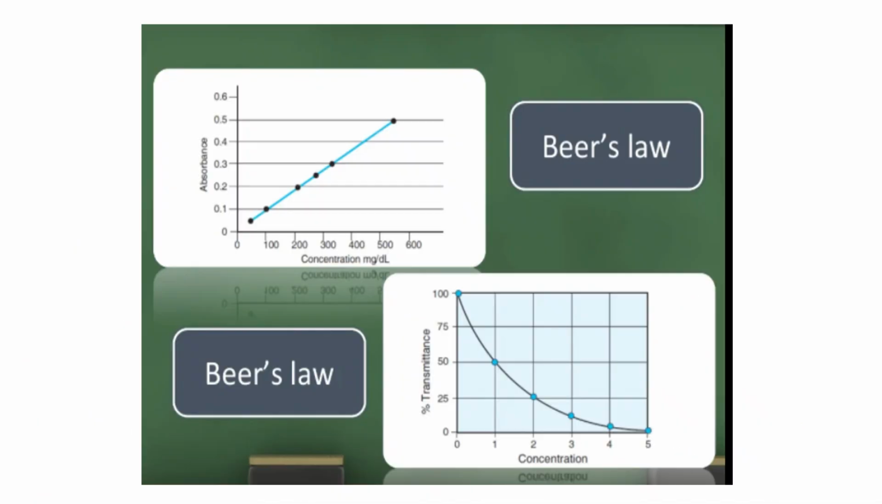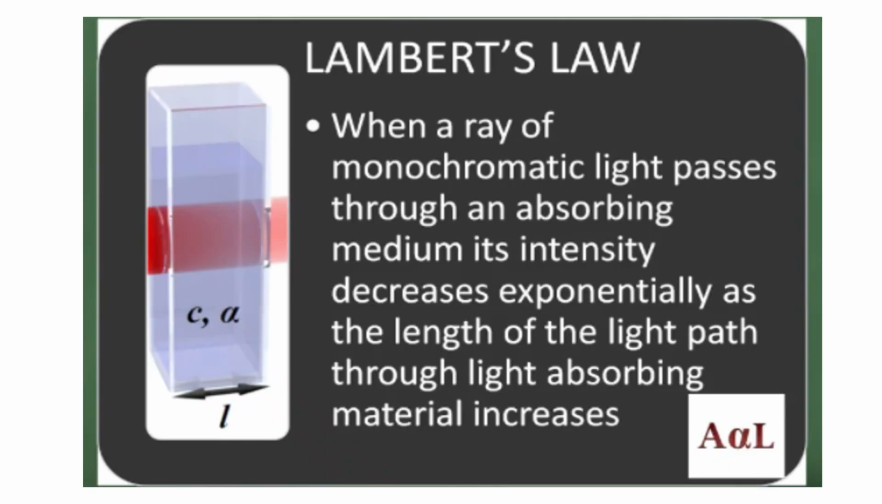Now here you can see the graphical representation: concentration in mg per deciliter versus absorbance, that is optical density. You will get a straight line graph in Beer's law, whereas for transmittance versus concentration, you will get a decreasing curve. Now let us move on to Lambert's law.